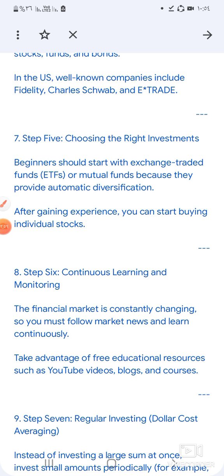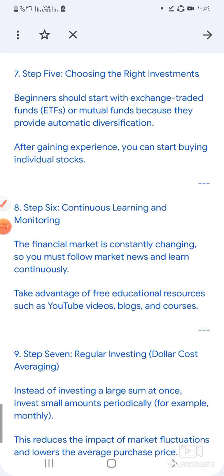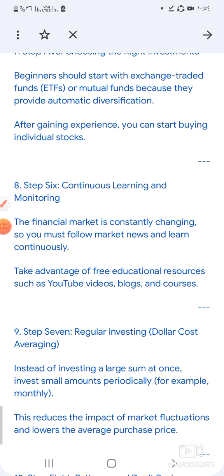10. Step 8. Patience and don't panic. Long-term investing requires patience. Markets may decline and close, but over the long term, they usually rebound. Don't sell your investments quickly when the market declines.